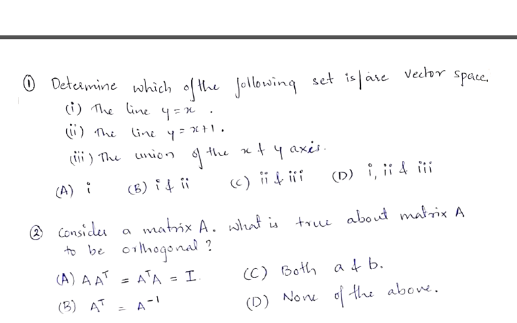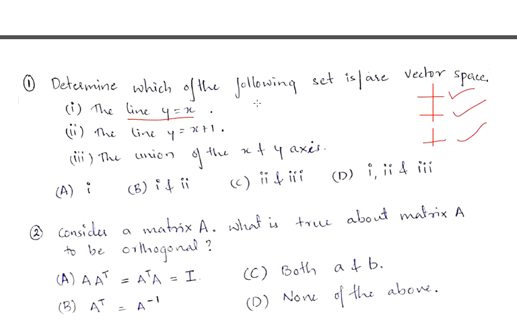Do you remember what a vector space is? For a vector space, it should satisfy the linear combination. What are those two? One is addition, superposition. Second is scalar multiplication, that is homogeneity. And third, one more thing I told you: the origin also should be included, right? So out of these three conditions, which of the following is a vector space is the question. Coming to the first one, line y is equal to x.